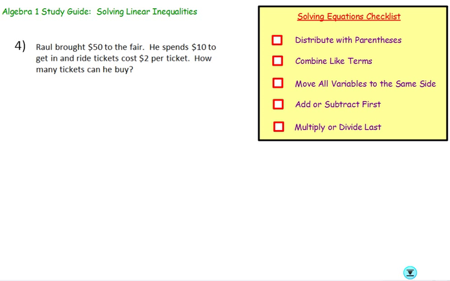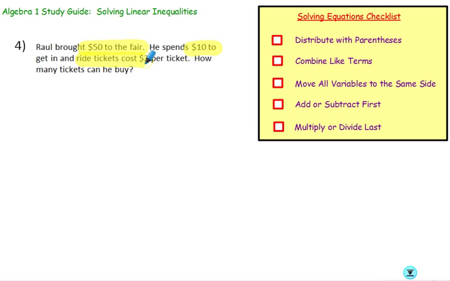If I told you that you had $50 to spend at the Ventura County Fair, so you're going to the fair and you got $50 to spend, and then it's going to cost you $10 to get in. So then you're thinking, okay, I've got 50, now I spent 10 to get in, and then it says ride tickets cost $2, and then the question is how many tickets can you buy? I bet if you just thought about it for a second, you'd probably be able to come up with the answer mentally without writing a single thing down.